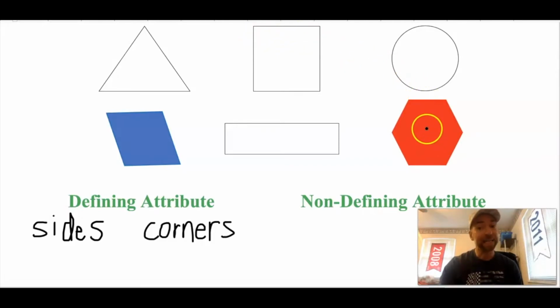Now this hexagon here has a defining attribute also. It has 1, 2, 3, 4, 5, 6 sides. And it has 1, 2, 3, 4, 5, 6 corners. So a shape that has 6 sides and 6 corners is a hexagon. It's not a triangle. It's not a square. It's a hexagon. And that is a defining attribute.